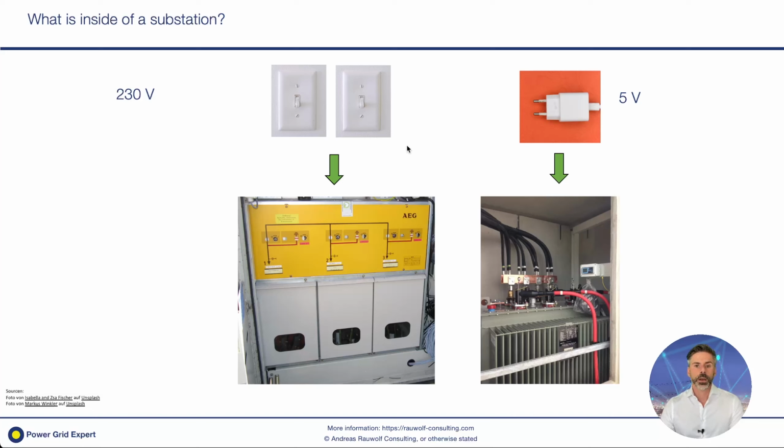The only difference is that these devices here are made for 230 volts. This adapter gives out, for example, 5 volts or 10 volts. And here we talk about 10,000 or 20,000 volts, the medium voltage level. The transformer transforms the 10,000 to 230 volts, or three-phase 400 volts. So the only difference is really the voltage level and of course the power level, but basically these tasks are pretty much the same.